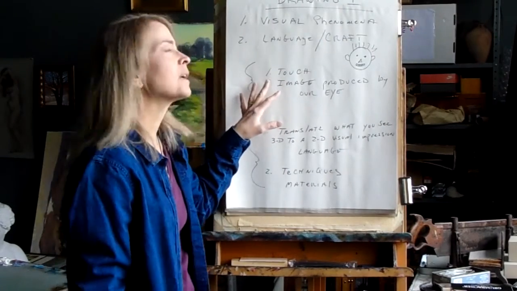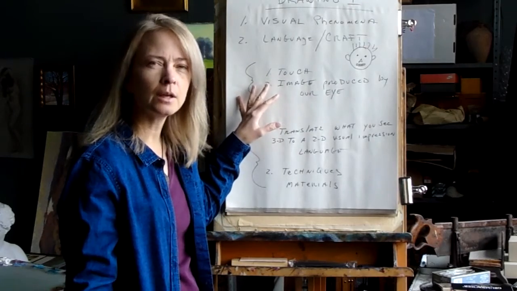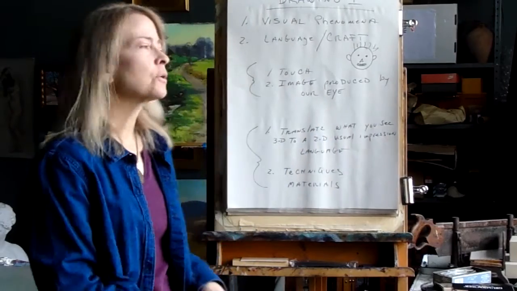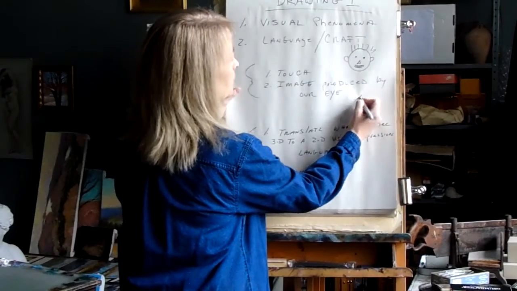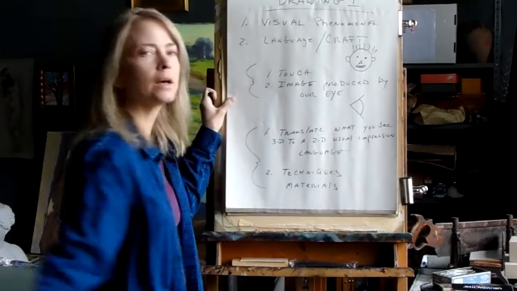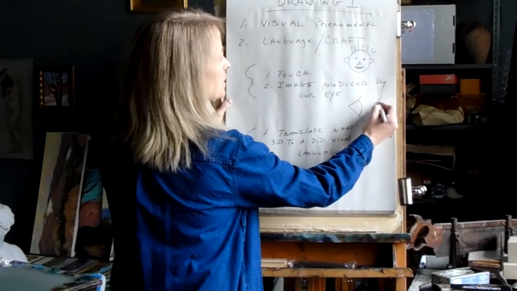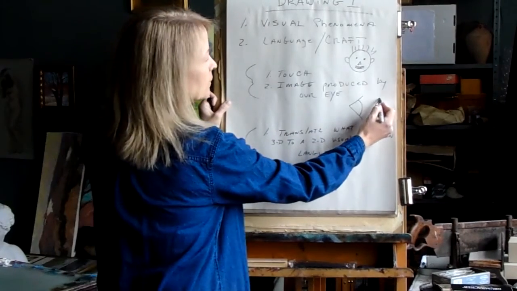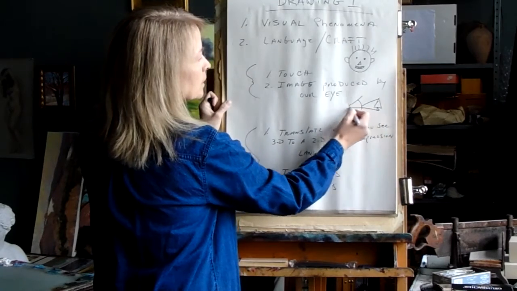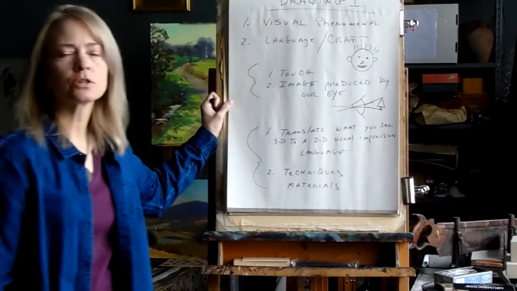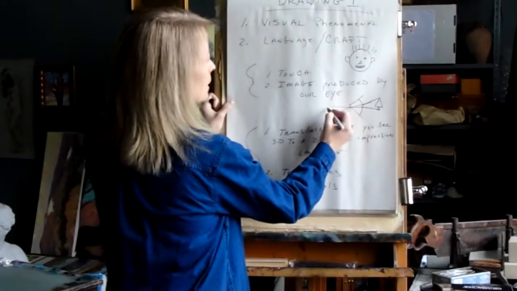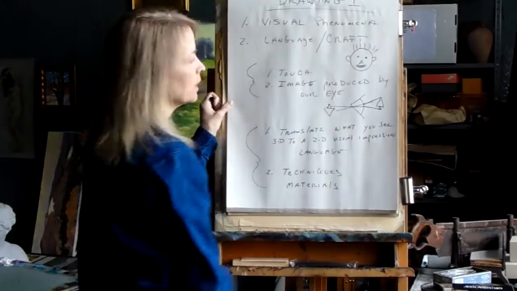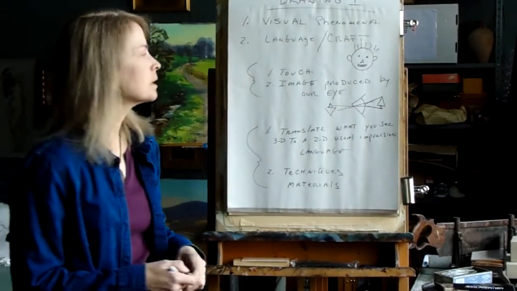But we also have an impression of what we see in our brain, okay? So that's the image produced by our eye. So we look at the world. Here's our eyeball, okay? Let's say we see a tree. This is a very simple tree. That impression of that tree goes into our eye and produces an upside down version of that tree on our brain, okay?